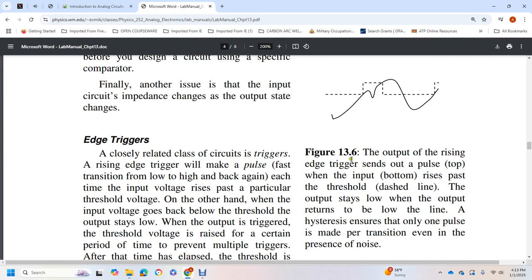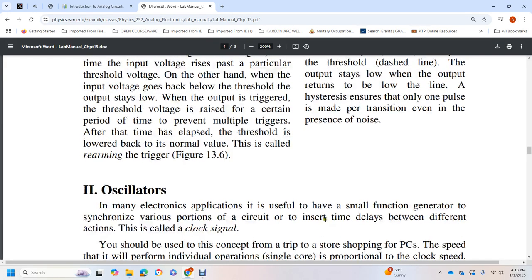Figure 13.6 shows the output of a rising edge trigger sending out a pulse. At the top is the input. When the bottom input rises past the threshold dashed line, the output pulses. The output stays low when the input returns to the low line. The hysteresis ensures that only one pulse is made with the transition, even in the presence of noise.